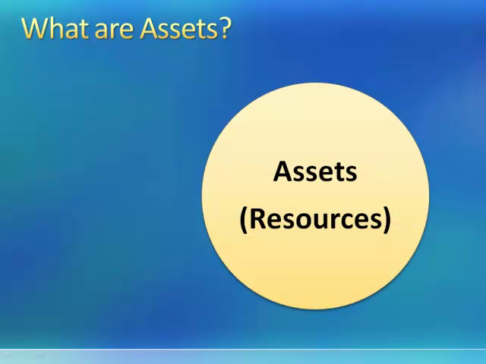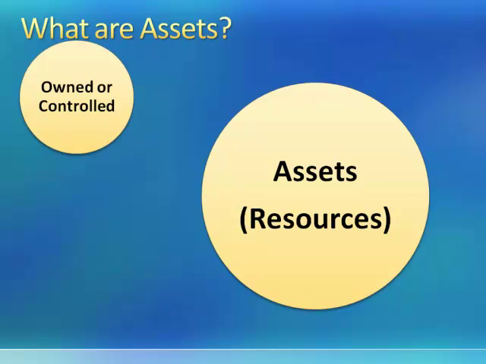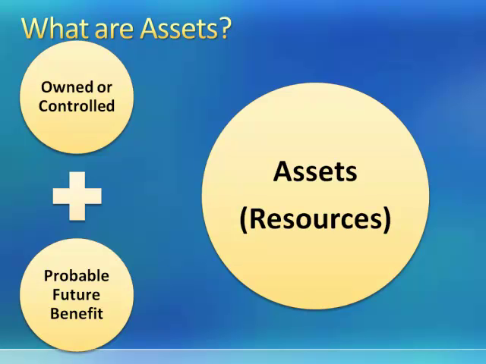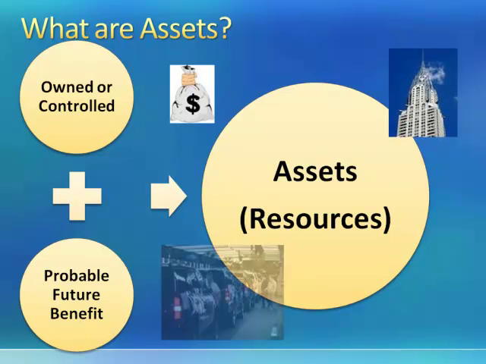So now let's try to understand what are assets. Assets are the resources of the business. Assets have two primary characteristics. First, they're owned or controlled by the business or economic entity, and they're probable future economic benefits. If something is owned or controlled by the business and is a probable future benefit, that meets the definition of an asset. Some examples of assets are cash, buildings, and inventory.